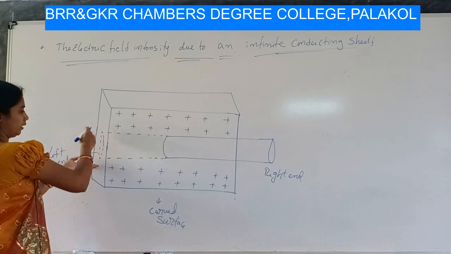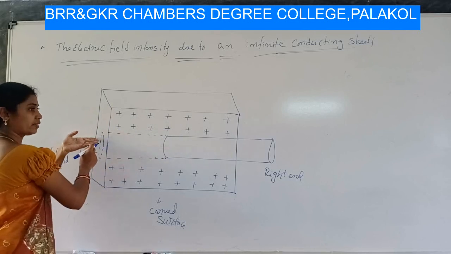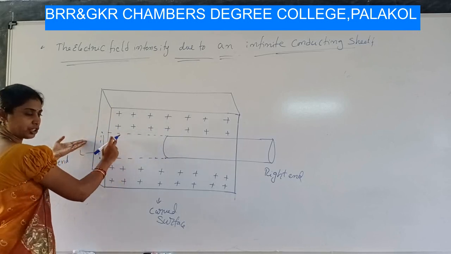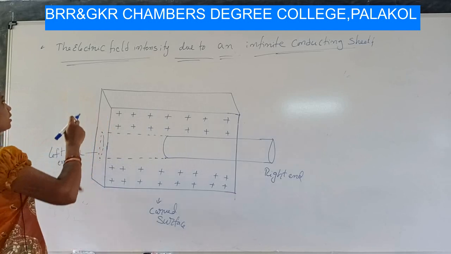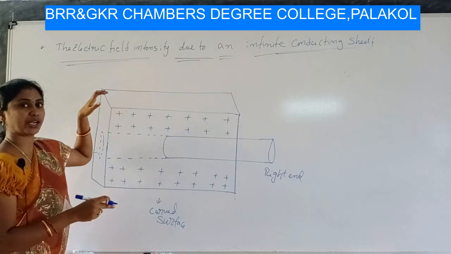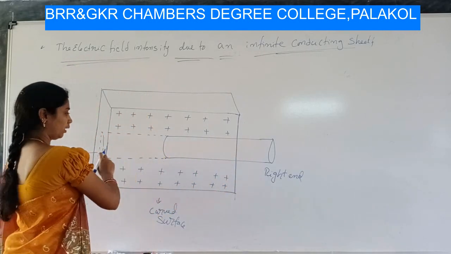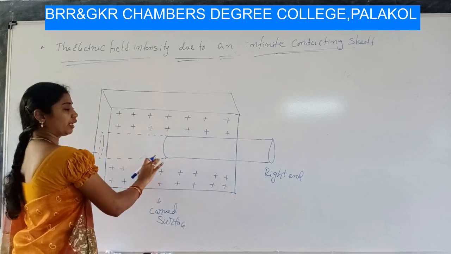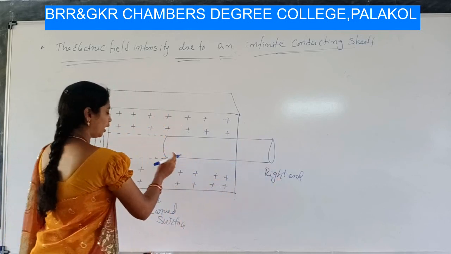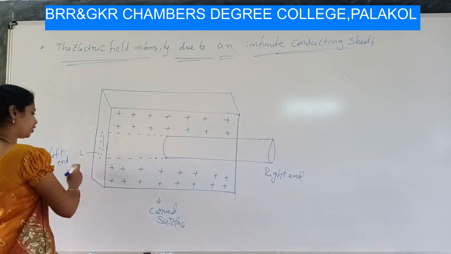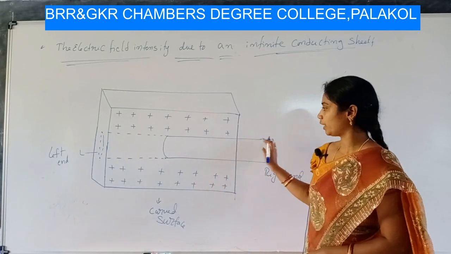This left end is at infinity because we consider this conducting sheet as infinite. The Gaussian cylinder passes through this conducting sheet, and the end of the sheet is at infinite condition. The Gaussian cylinder encloses the sheet and results in electric flux through the right end, the curved surface at the center, and the left end. Here we calculate the electric flux for these three areas.